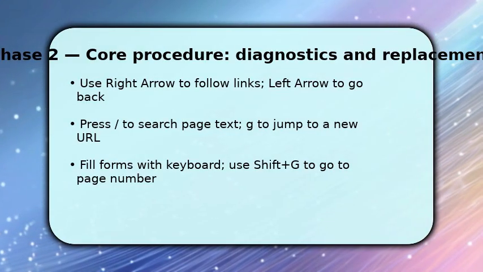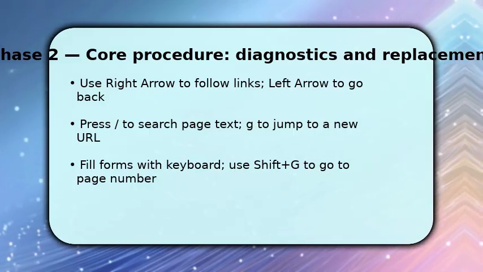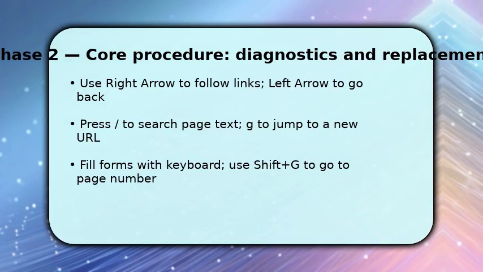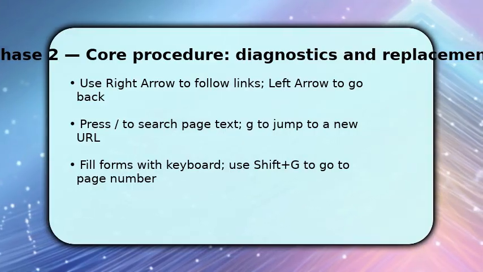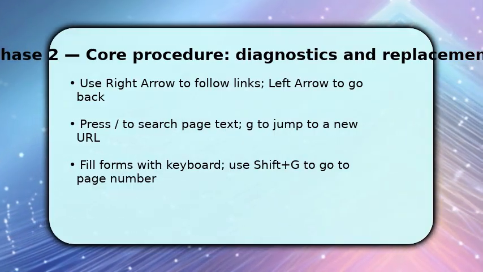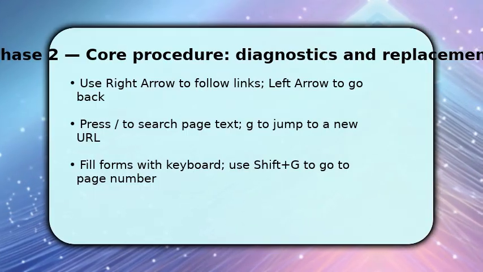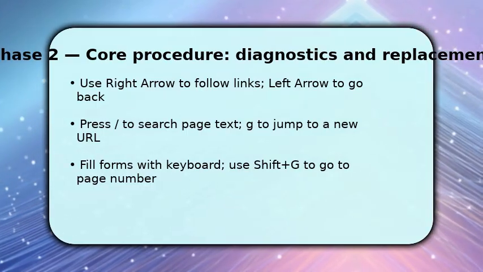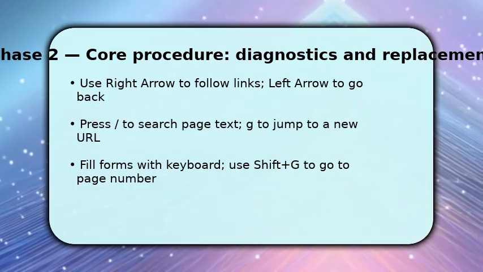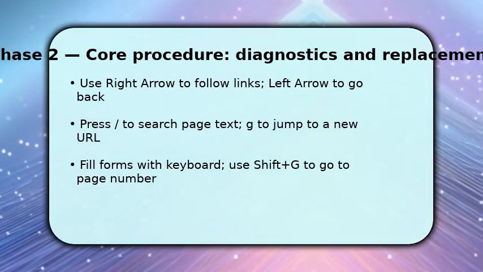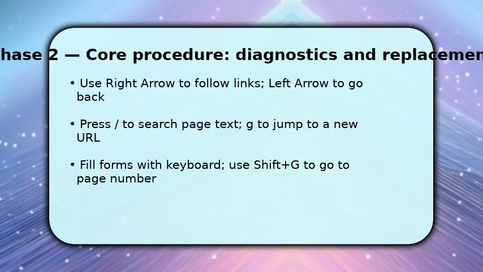You can jump directly to any URL with G and use / to search text on the current page, type a term and press enter. Forms work via keyboard entry, tab moves fields, space toggles checkboxes, and enter submits. Make sure to note the status line for errors, and remember bookmarks can be saved for frequent pages.